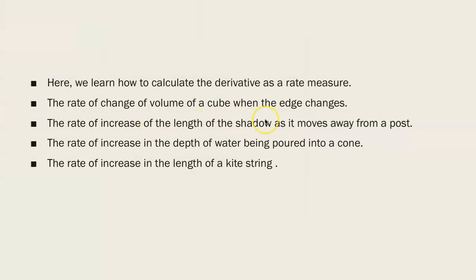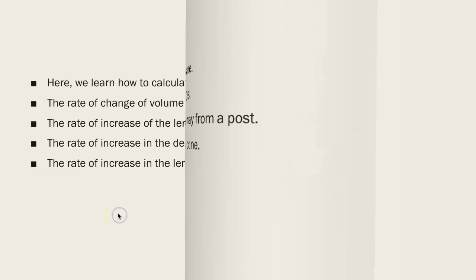Here we learn how to calculate the derivative as a rate measure: the rate of change of volume of a cube when the edge changes, the rate of increase of the length of the shadow as it moves away from a post, the rate of increase in the depth of water being poured into a cone, and the rate of increase in the length of a kite string.